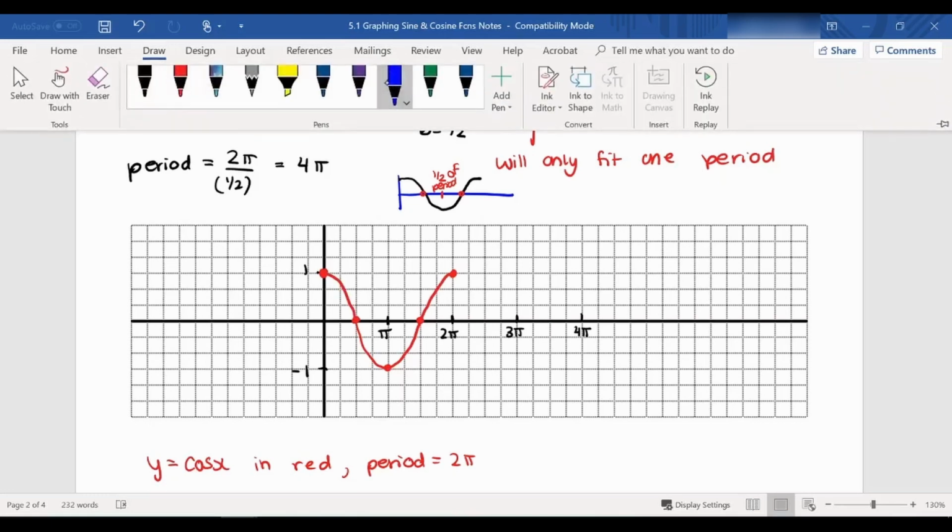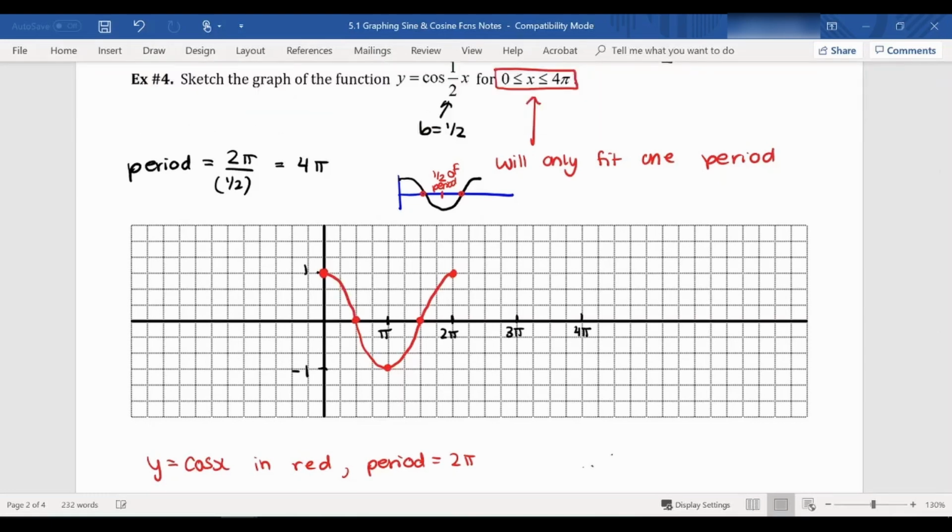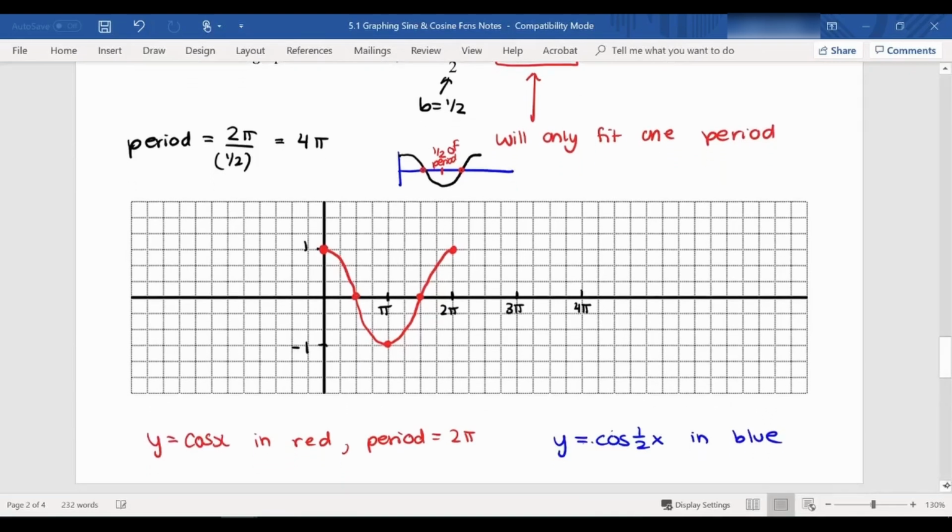So if I use the same logic to graph my new one, I'm going to do y equals cosine 1/2 x in blue. And my period for this is 4 pi.